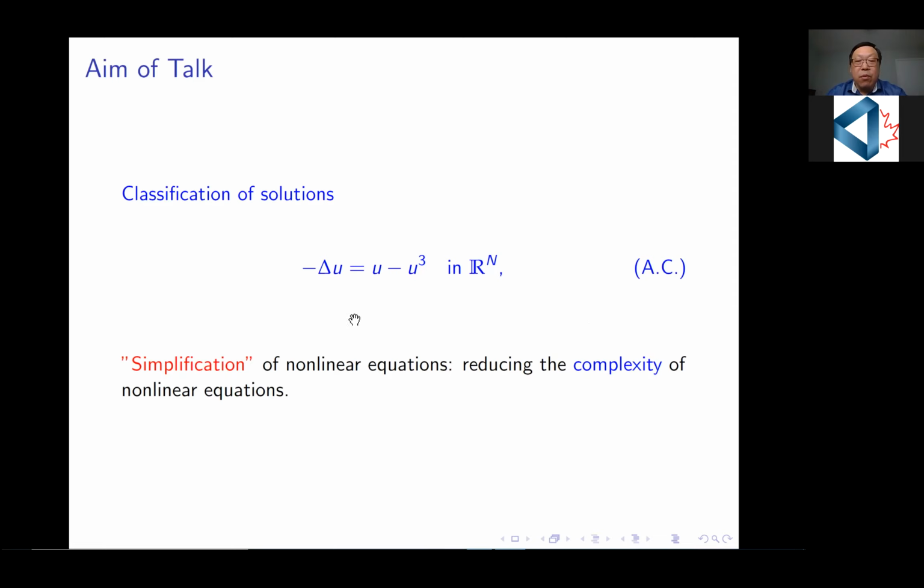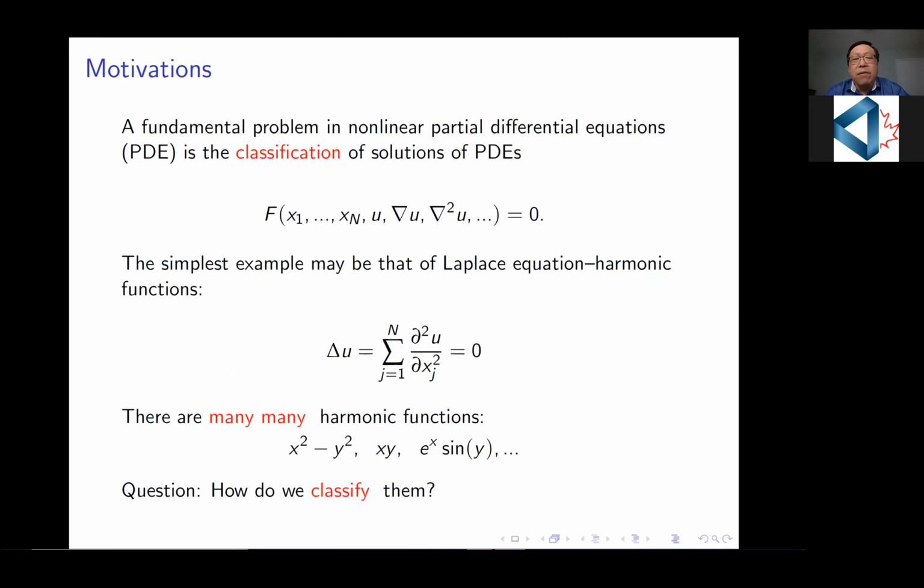So we want to use the property of u to simplify the solutions, so reduce the complexity of the nonlinear equations. You may wonder why do you study this? Why do you study this classification problem? Let me give you some motivation. A fundamental problem in nonlinear partial differential equations is the classification of solutions of PDE.